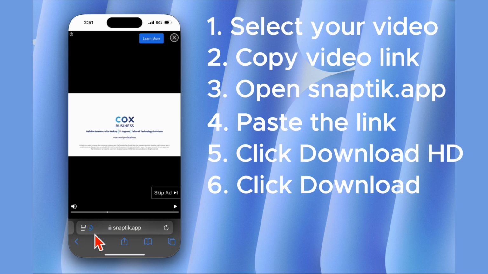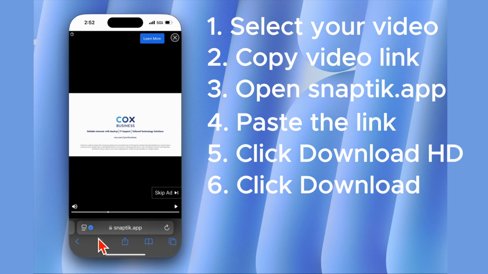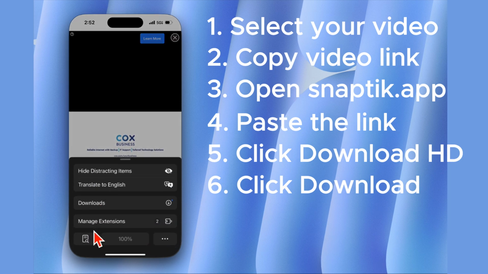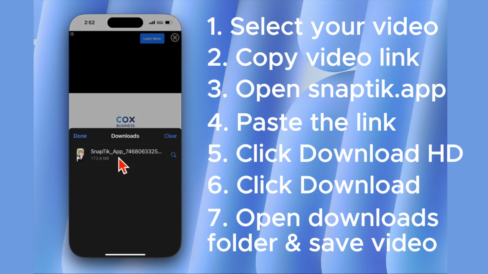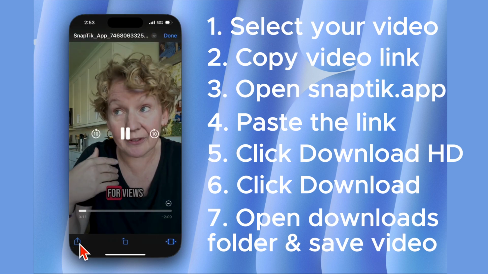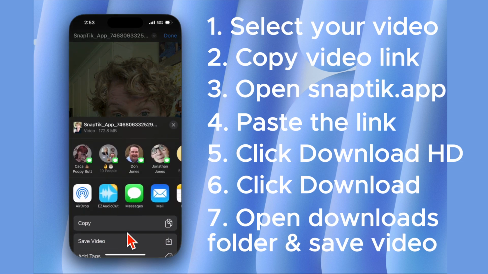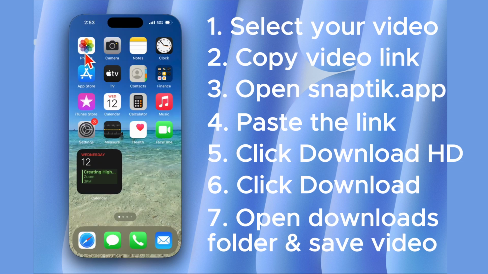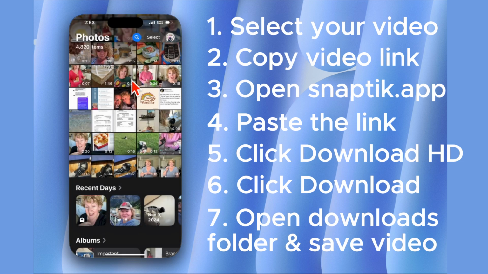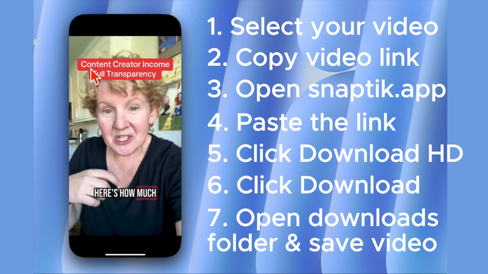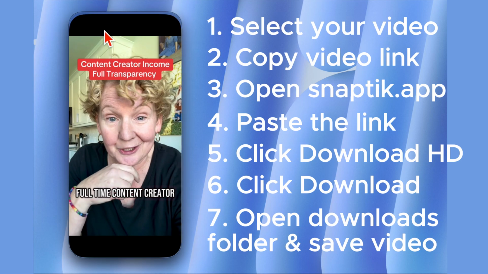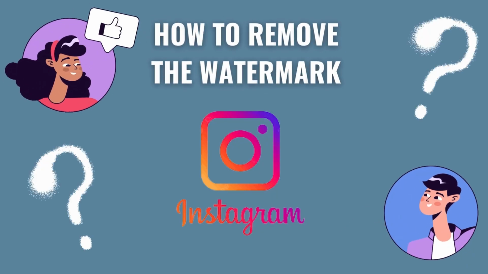Once you do that, you can see it start to download right here onto your phone. Click on that. Click on the downloads, which opens your downloads folder. There is my video. Okay, so now click that button and save that video to your Photos app. We open the Photos app and there she is right there. Hey, she's good looking.